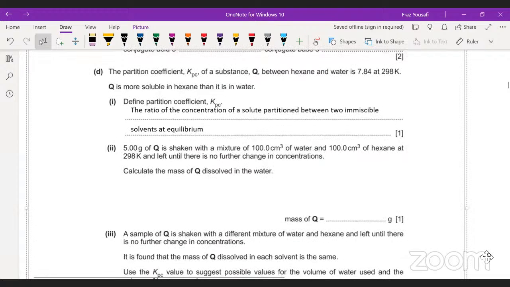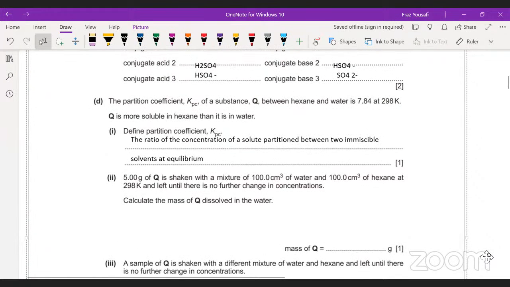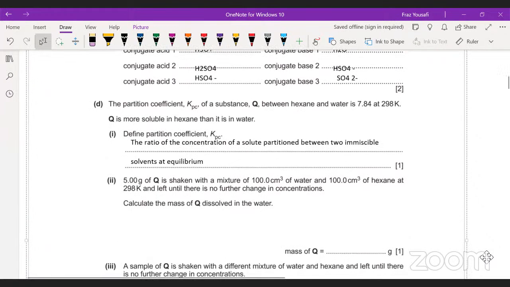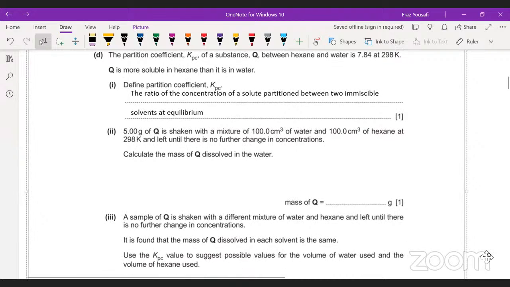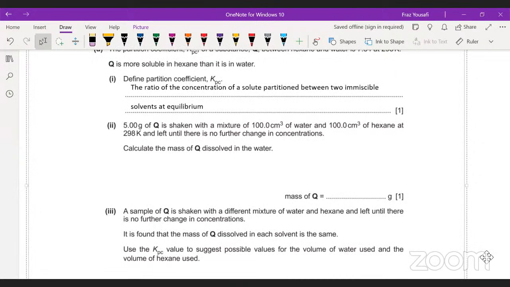All right, so you've been given 5 grams of Q, which is shaken with a mixture of, again, 100 cm³ of water and 100 cm³ of hexane at 298 Kelvin, and left there until there's no further change in the concentrations. They told us at 298 Kelvin, the KPC was 7.84, right? So we want to determine what that particular value would be. Now, given that the volume is the same for both solvents, the volume will cancel out.